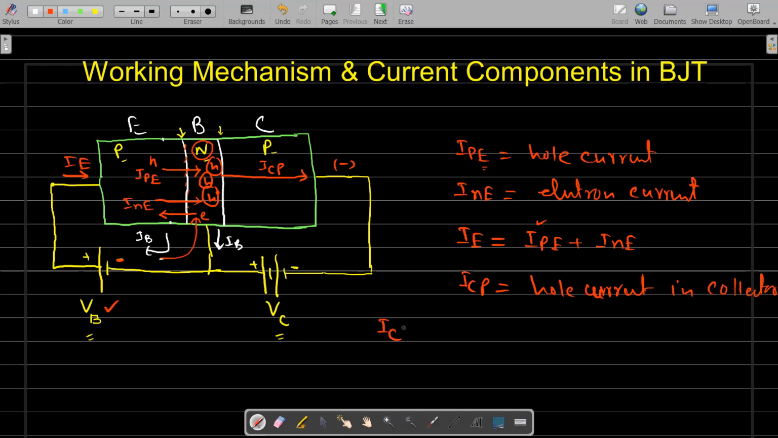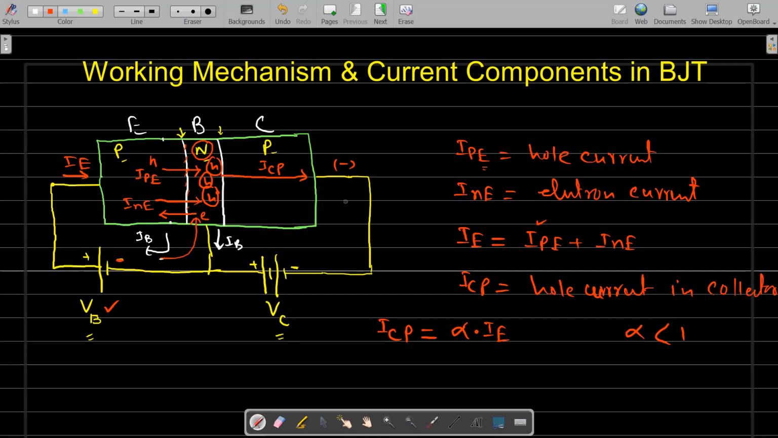So mathematically I can write ICP, which is due to that 95 holes for example, that is a fraction of the emitter current, alpha times IE. And alpha, of course, is less than 1 because we lost some holes due to the recombination in the base region. So ICP is equal to alpha times IE. So alpha is a parameter. Later we shall discuss what alpha is, how we can define alpha, and all these things.